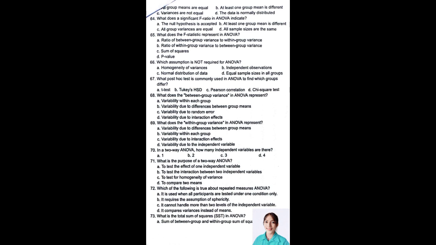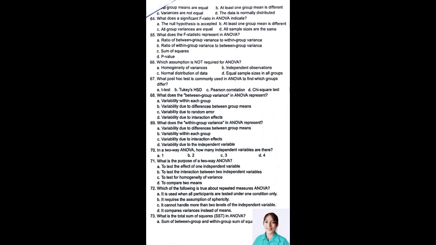Number 65 is what does the F statistic represent in ANOVA? The F statistic represents a ratio of between group variance to within group variance. So that's what the F statistic represents in ANOVA.